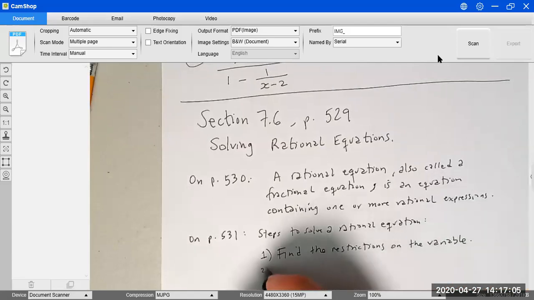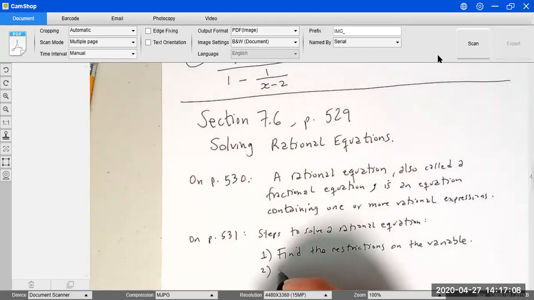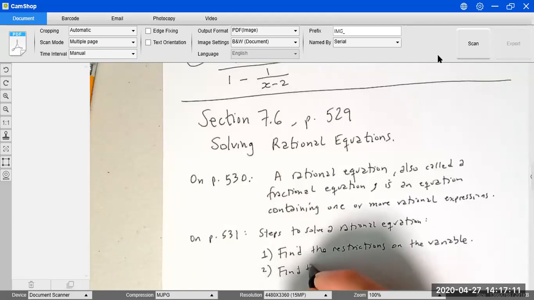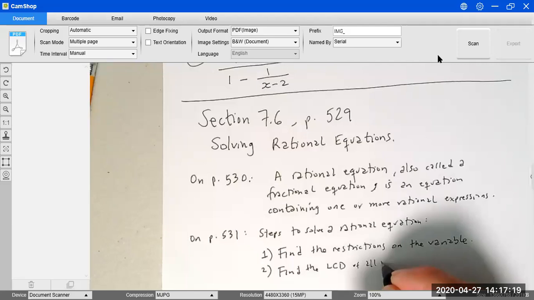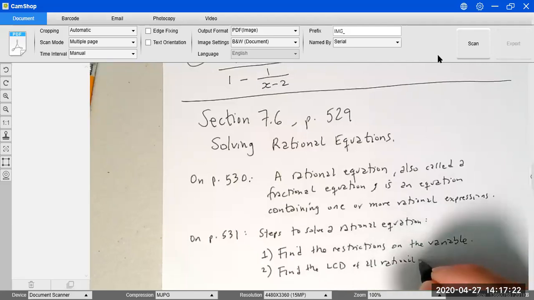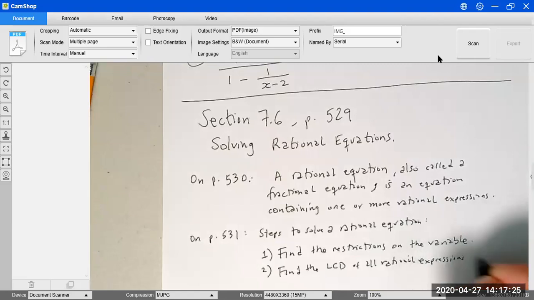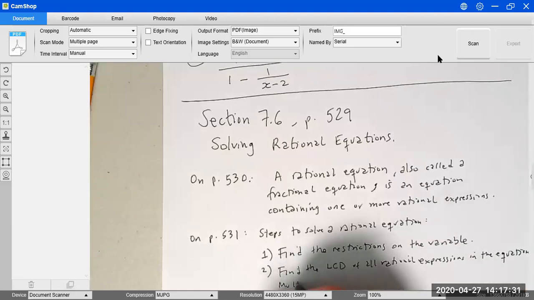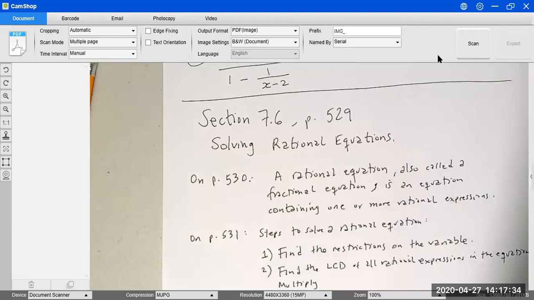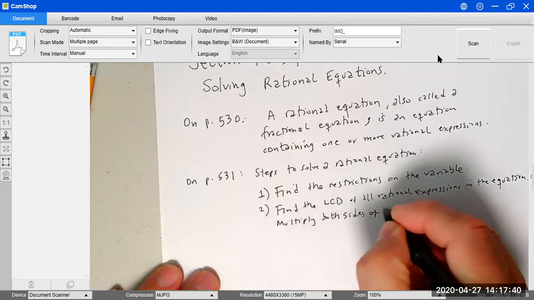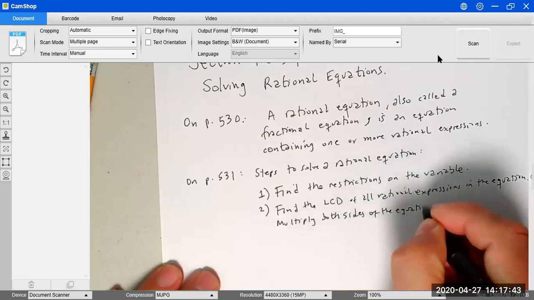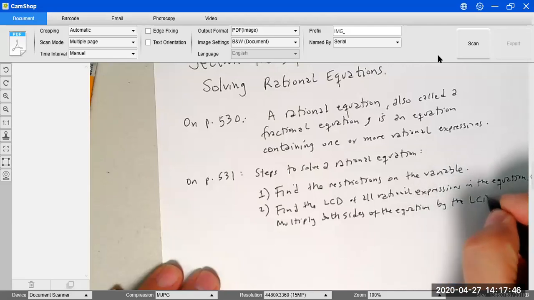And then we're going to multiply. We're going to find first the least common denominator of all rational expressions in the equation, and then we're going to multiply both sides of the equation by the least common denominator.